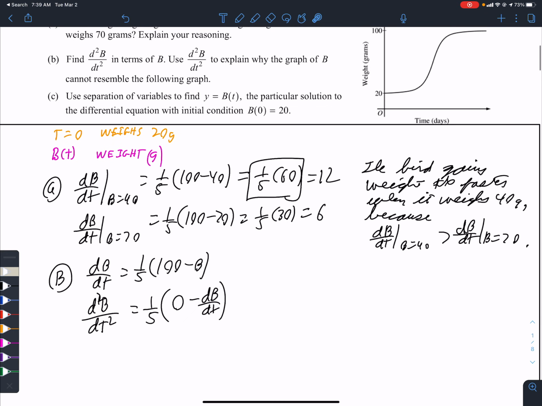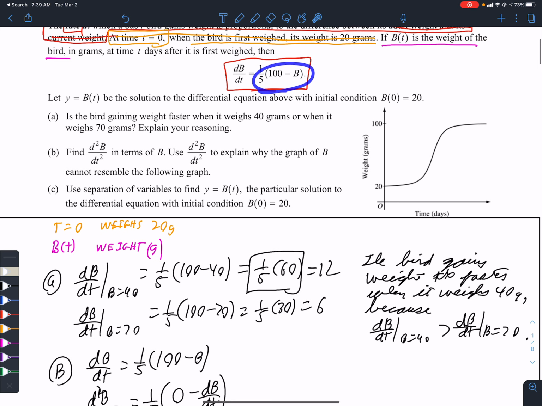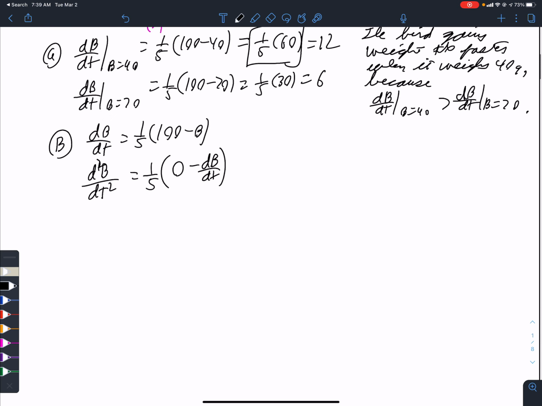Now we're not quite done because they asked for it in terms of b. I need to write that as b's, not db's, but we know that equals 1/5 (100 minus b), so we're going to replace it with that. So we get 1/5 minus 1/5 (100 minus b). There is the second derivative. We do not have to simplify that. You could just leave it like that.